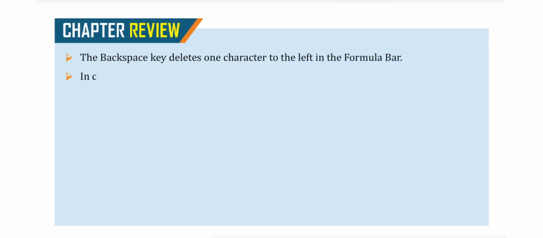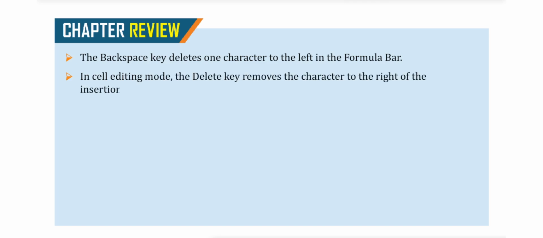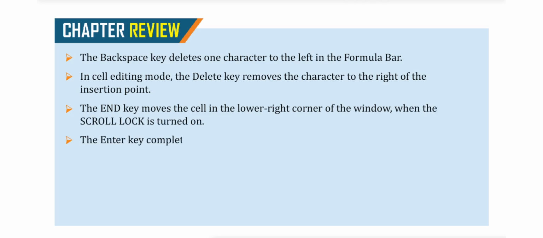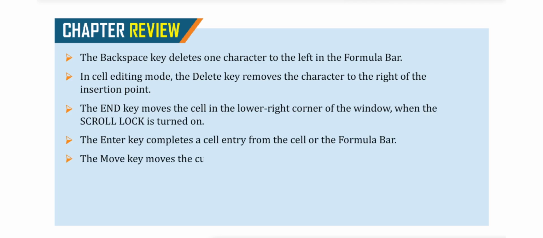Let us quickly have a look on chapter review. The backspace key deletes one character to the left in the formula bar. In cell editing mode, the delete key removes the character to the right of the insertion point. The end key moves the cell in the lower right corner of the window when the scroll lock is turned on. The enter key completes a cell entry from the cell or the formula bar.